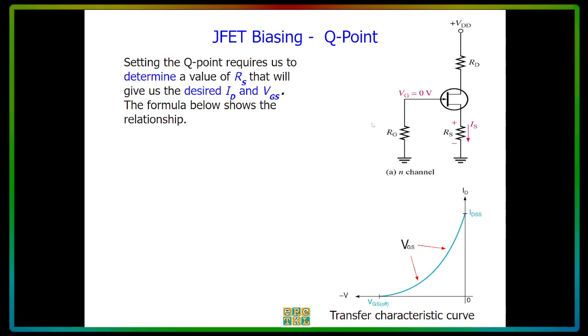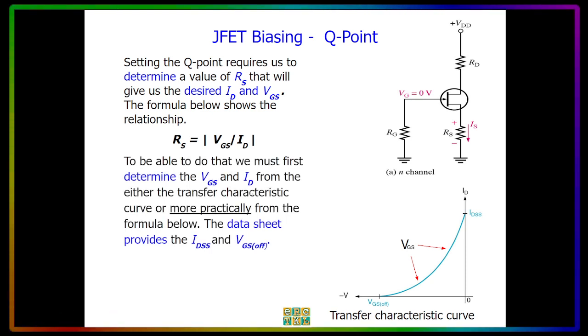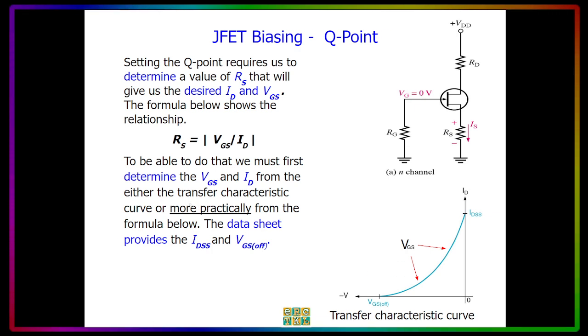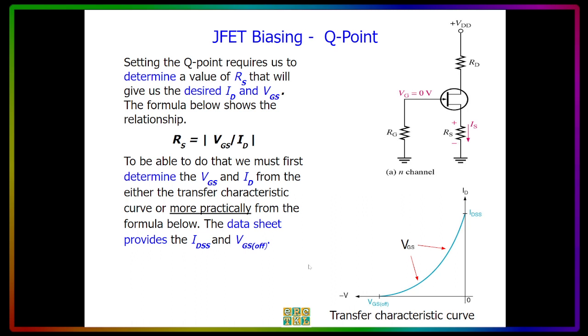So the formula below will show you the relationship. RS is equal to the absolute value of the VGS divided by the ID. And to be able to do this, we must first determine the VGS and the ID from the transfer characteristic curve, or more practically, from the formula given.